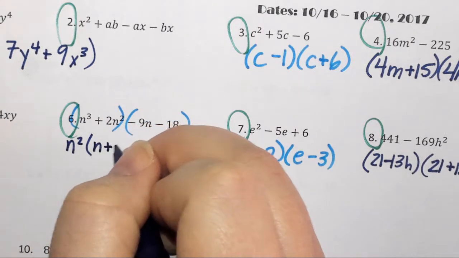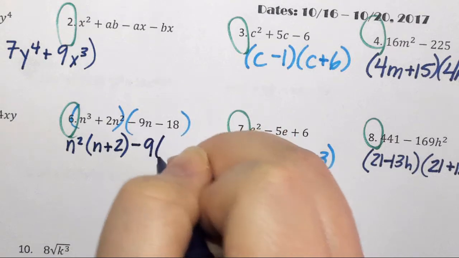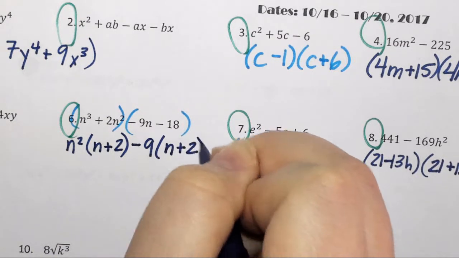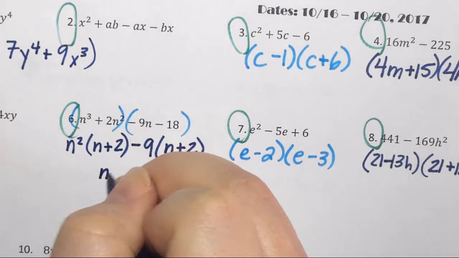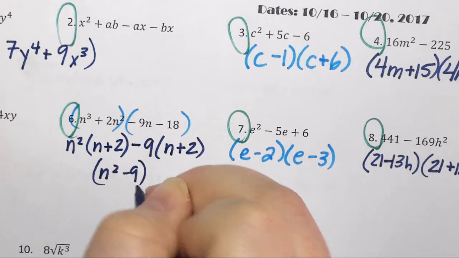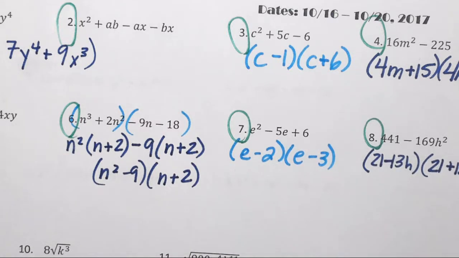So n plus 2. And the other one, I'm going to pull out a negative 9, and I'll again be left with an n plus 2, and I'm happy. Why am I happy? Because they match. So I'm going to have n squared minus 9 times n plus 2, and I'm actually not done. N squared minus 9. 2 and 5 get a point.